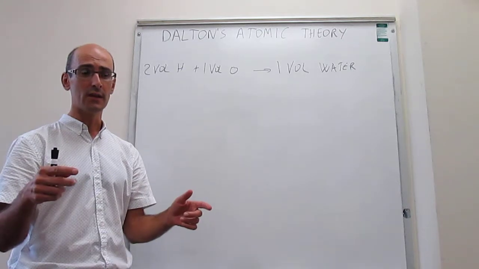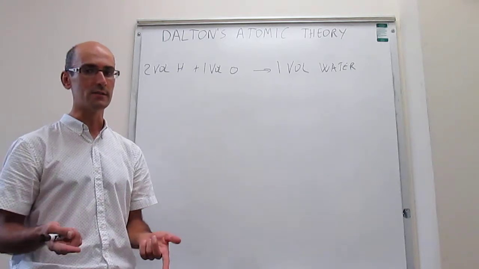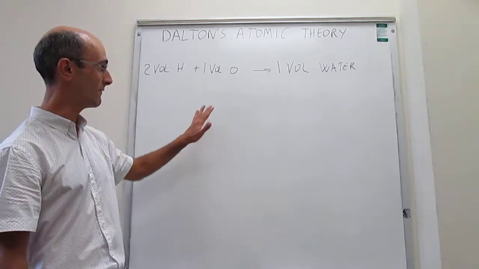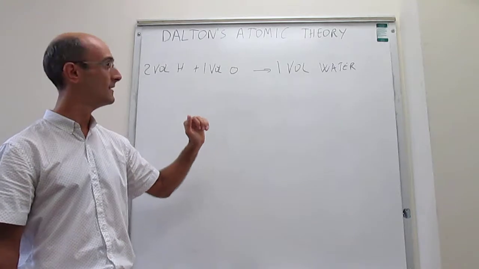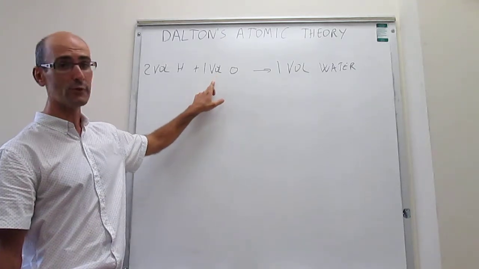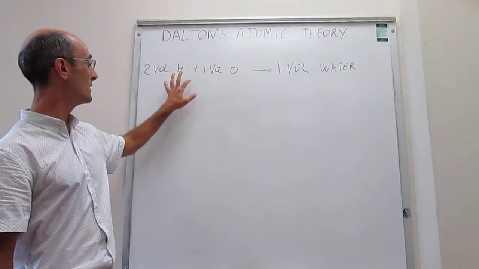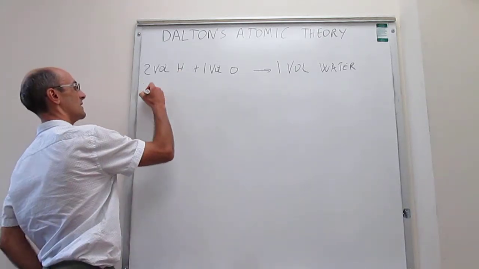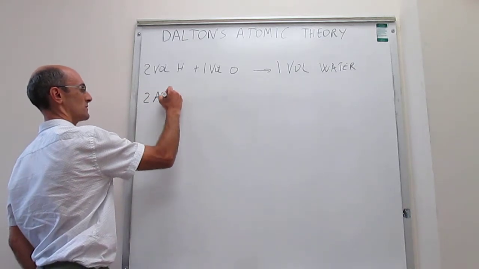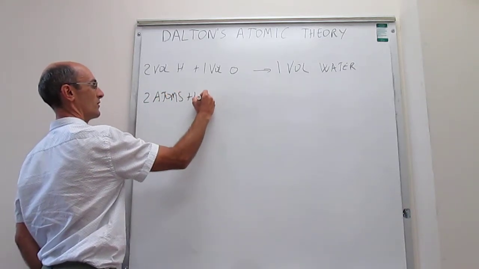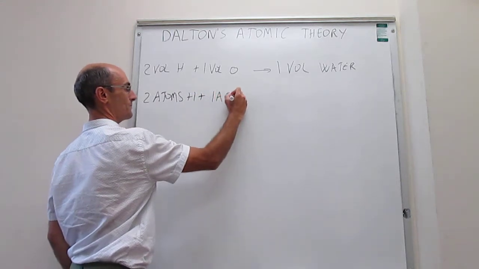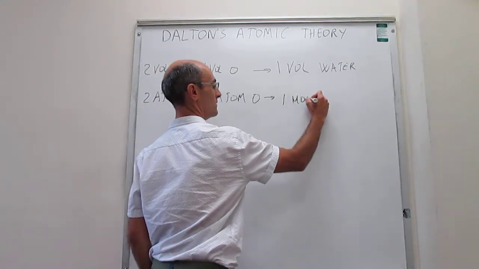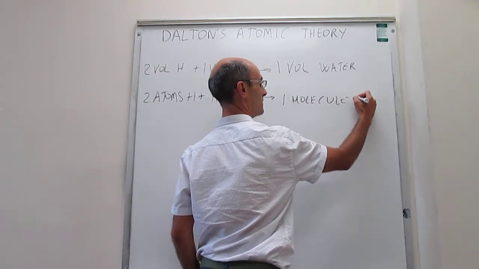And that means that if you have 2 volumes that are identical, you should have exactly the same number of atoms. So Avogadro's idea was that if you have the same number of atoms in the same volume, then you can rephrase this expression simply as saying that 2 atoms of H are going to combine with 1 atom of oxygen to generate 1 molecule of water.